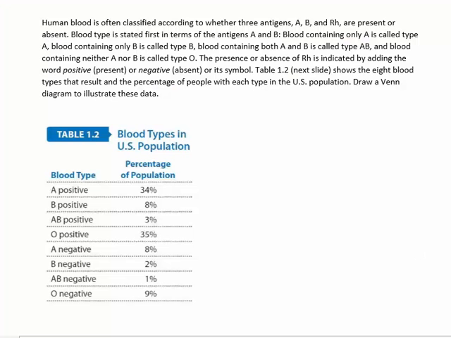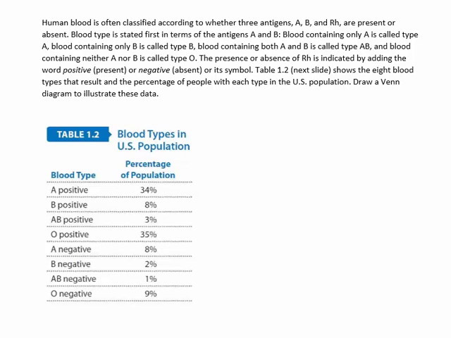Okay, so let's take a look at another example. So let's take a second and read this. It's a little more complicated one. Human blood is often classified according to three antigens. A, B, and RH are present or absent. Either it's there or it's not.